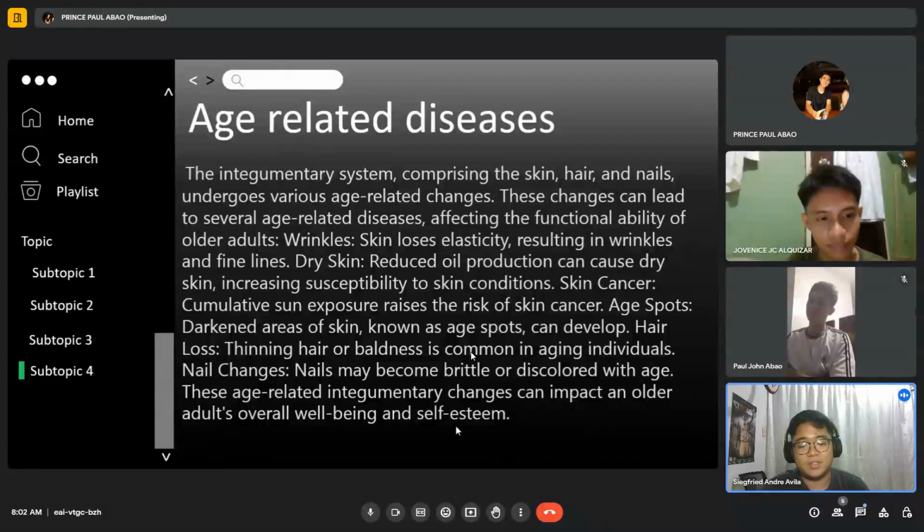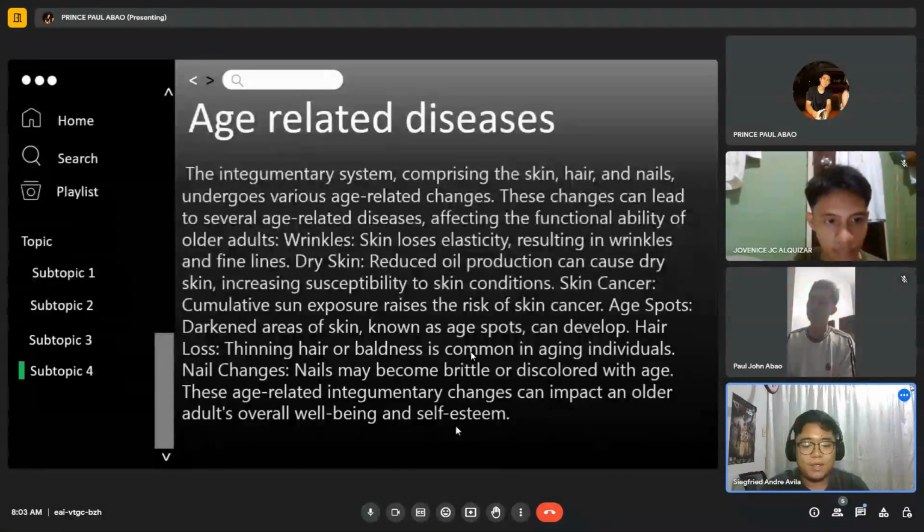With advancing age, the skin gradually loses its elasticity due to a decrease in collagen and elastin production. This leads to the development of wrinkles and fine lines, particularly in areas exposed to sunlight over the years. Next to that is dry skin. Aging is often accompanied by reduced oil production by the sebaceous glands. Consequently, older adults are more prone to dry skin, which can result in itchiness and discomfort. Dry skin can also make individuals more susceptible to various skin conditions.